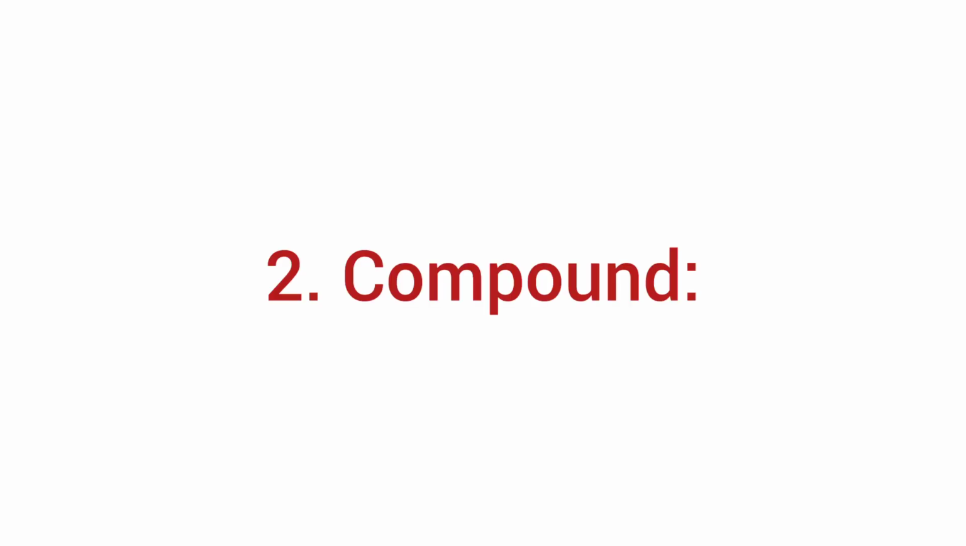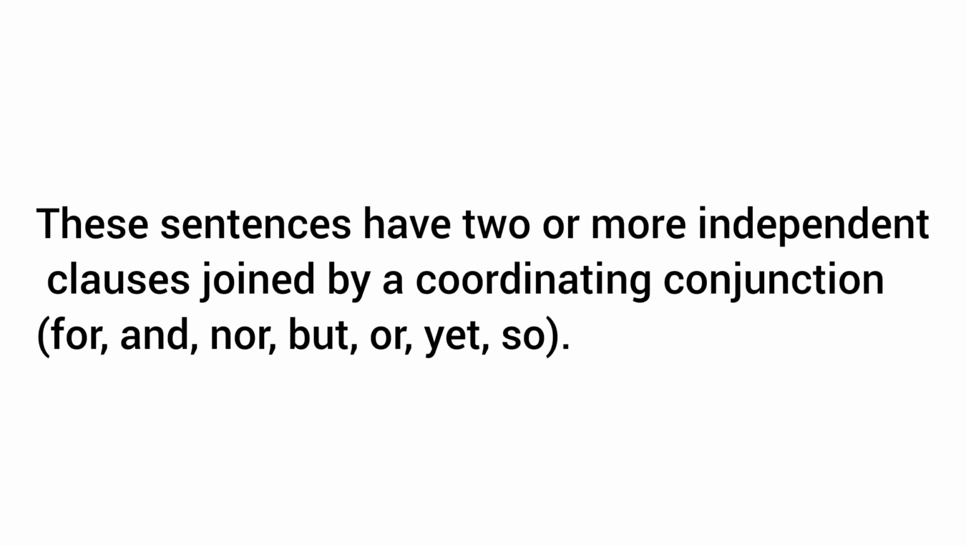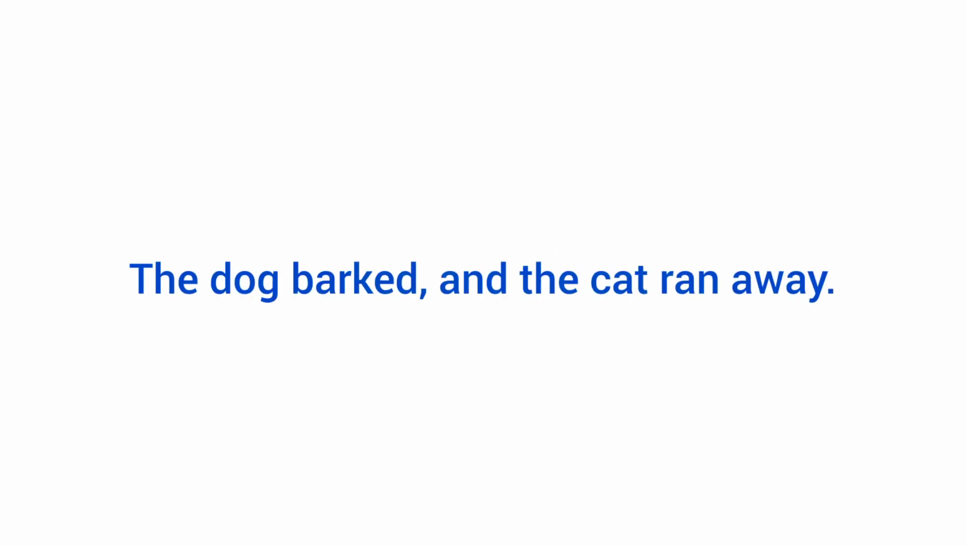Number two, compound. These sentences have two or more independent clauses joined by a coordinating conjunction. For example, look at here, for, and, nor, but, or, yet, so. If, for example, there is a sentence, the dog barked and the cat ran away. Now here the full stop will become, but here the conjunction is the and. Okay, compound. It's called the compound sentences.